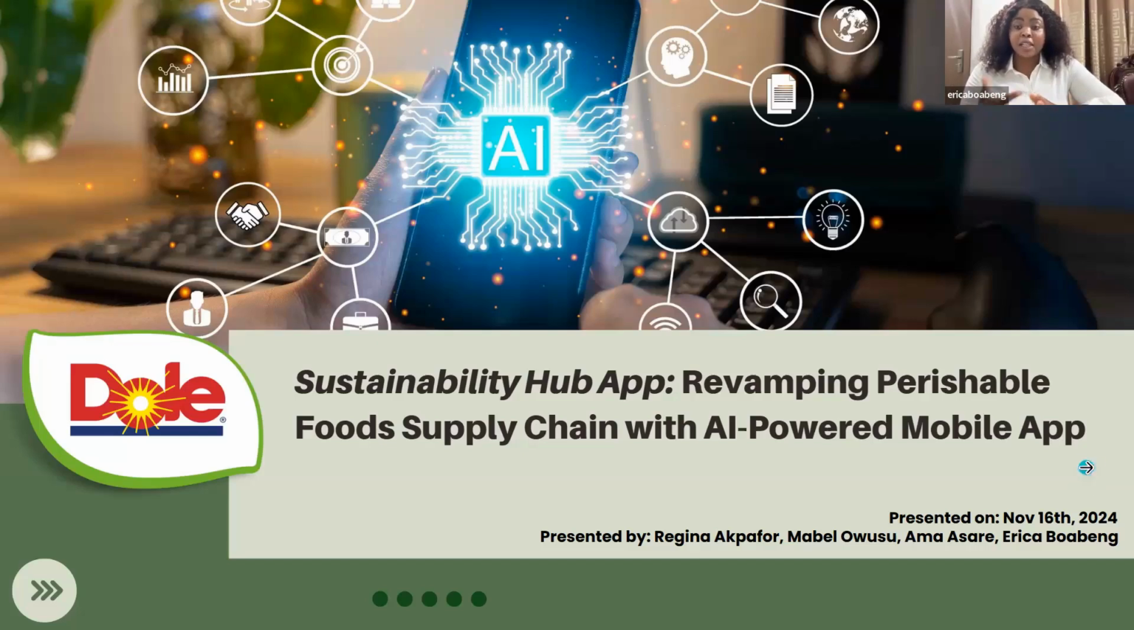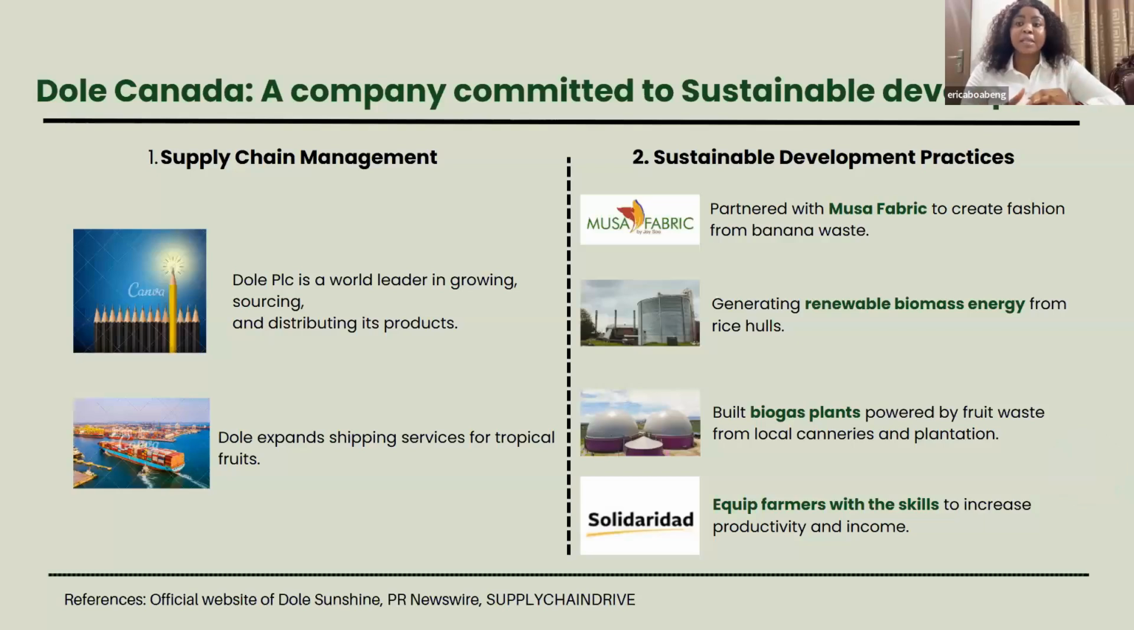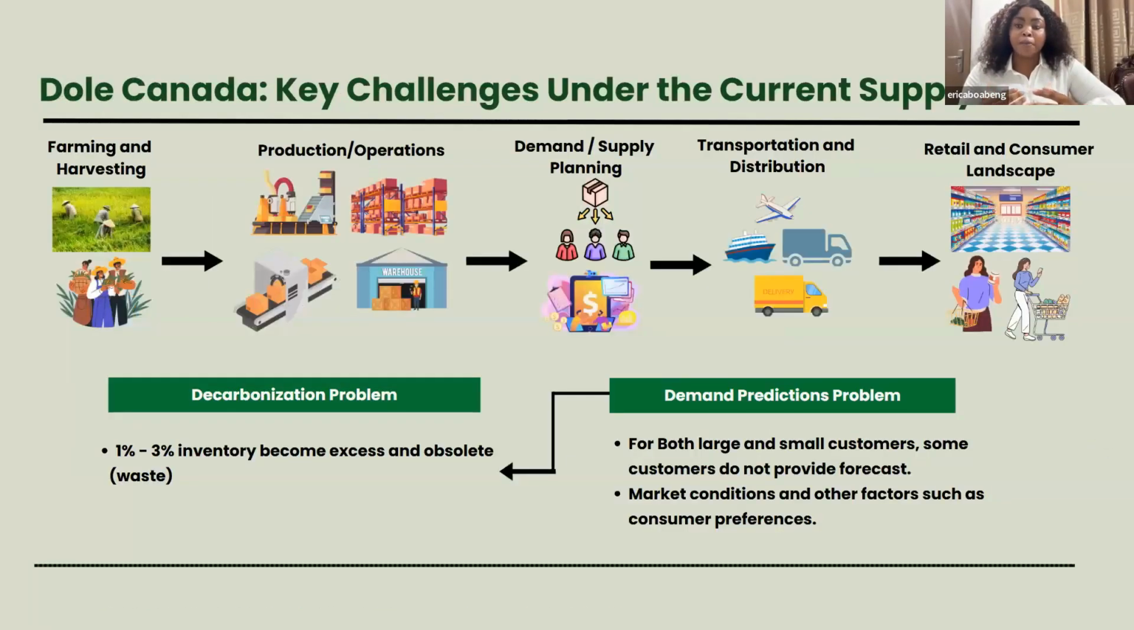So before we dive right into it, I would like to give you a brief overview about what DOE does, as well as some of their sustainable development practices. So DOE, as we all know, is a world leader in growing, sourcing, and distributing its products, and DOE expands its shipping services for tropical fruit. In terms of sustainable development practices, DOE has partnered with Musa Fabrics to help produce clothing using the banana waste. They've also generated renewable biogas using rice hulls, and also equipped farmers with the necessary skills to be productive and also increase their income.